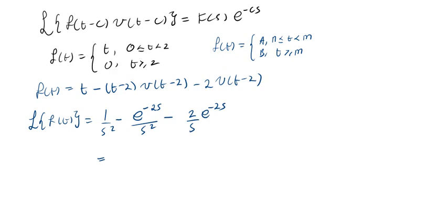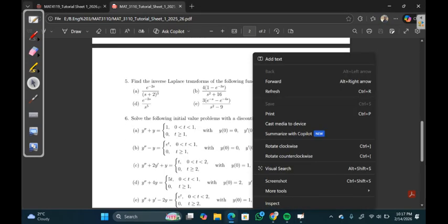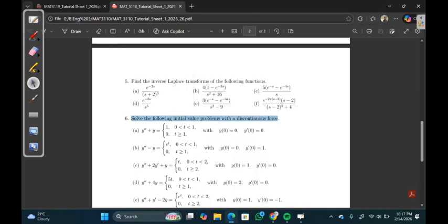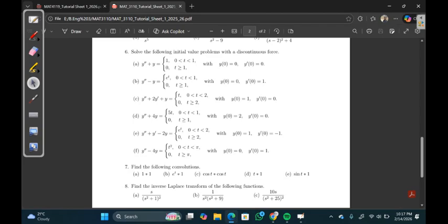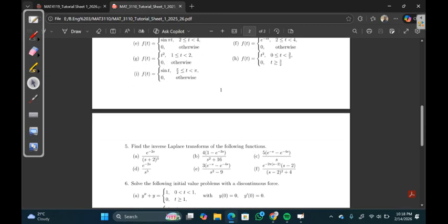Okay, so we proceed to question 5. How many questions remaining? Four more questions. So question 5 is just the opposite of what we are doing. I don't think there's really much to talk about on question 5, unless someone has a question, because it's basically the opposite of what I just did. Is there anyone who has a question on something to do with question 5?